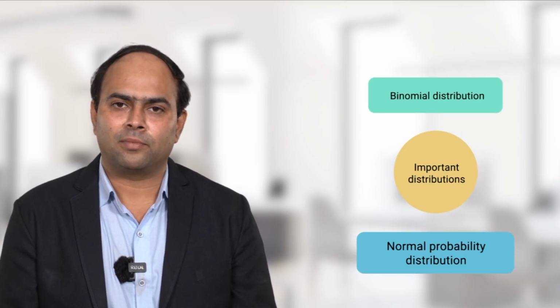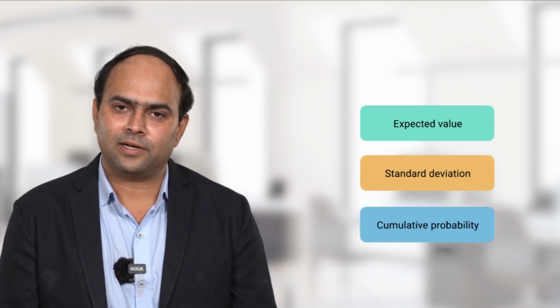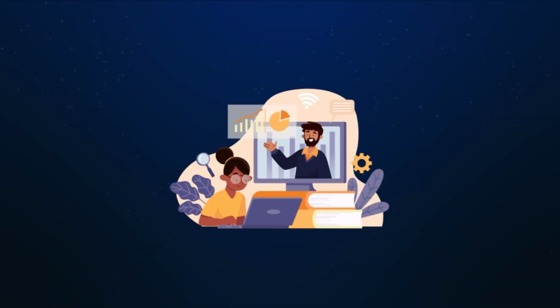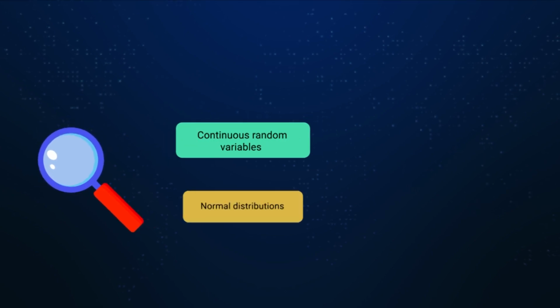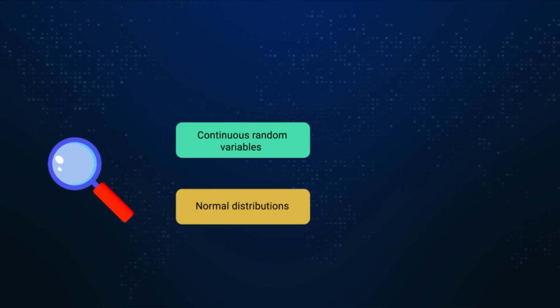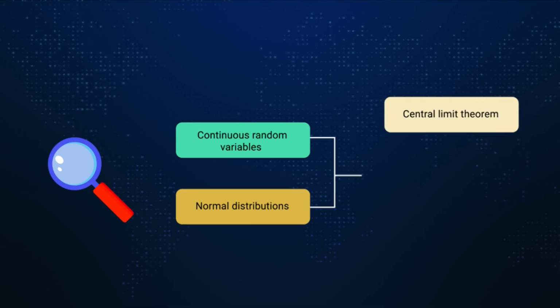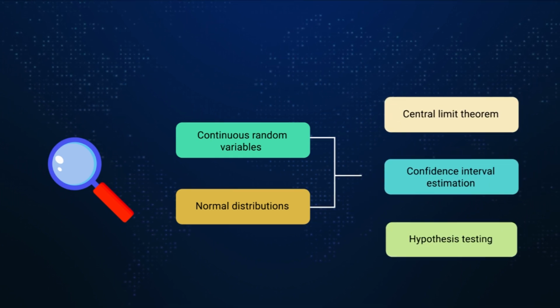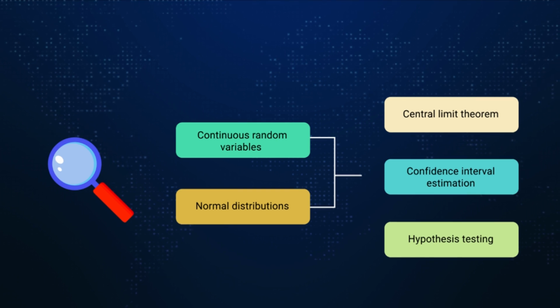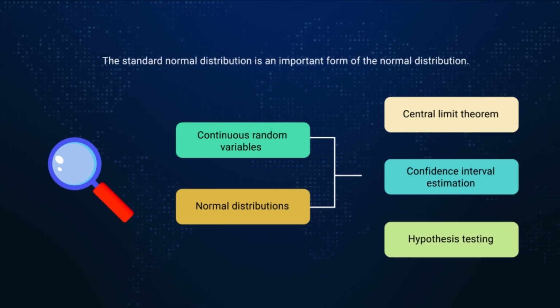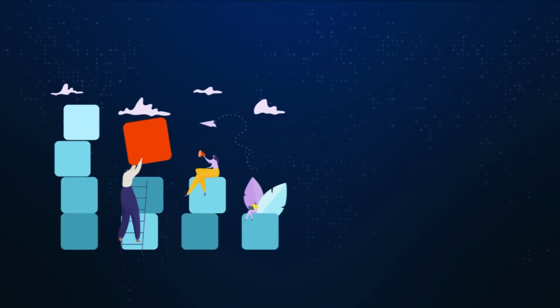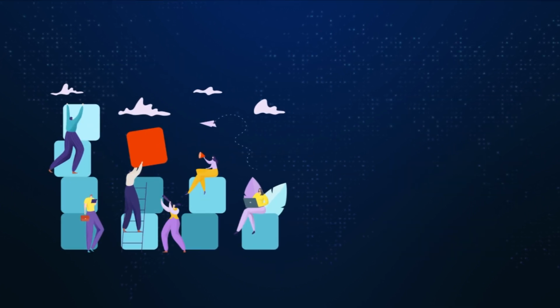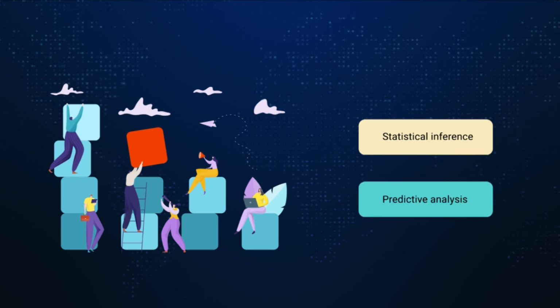Two key distributions which we focused on in detail included binomial and normal probability distributions. For these distributions, we examined key properties such as expected value, standard deviation, and cumulative probabilities. For more advanced discussions, our focus remained on continuous random variables and normal distributions, given their integral role in applications such as central limit theorem, confidence interval estimation, and hypothesis testing. We also examined a very important version of normal distribution, that is the standard normal distribution. These discussions will act as building blocks to more advanced applications in statistical inference and predictive analytics.